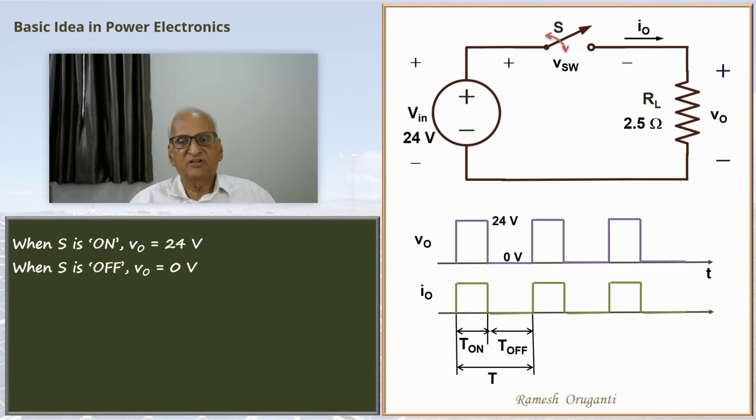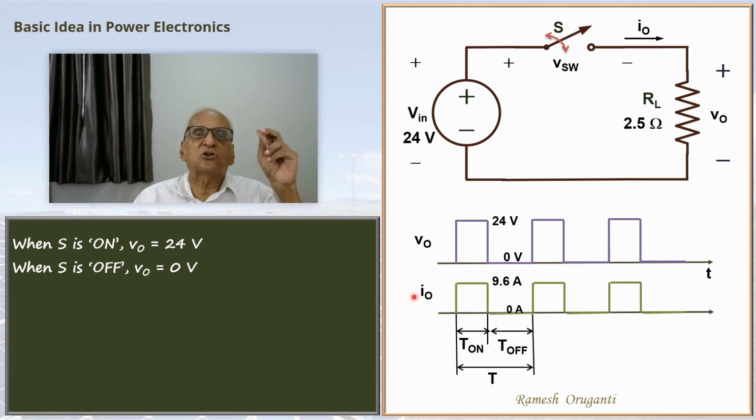During the T on interval, it is 9.6 amperes. During the off interval, it is 0 amperes. So it is switching between 9.6 and 0 amperes. Notice one thing, that I have used lowercase letters for v and i in v_o and i_o. In v_o, the v is a lowercase letter. Likewise, in i_o, i is a lowercase letter to indicate that these are not constant values or DC values, but instead they are functions of time. They vary with time. Whereas V in is a constant voltage, I have used a capital V.